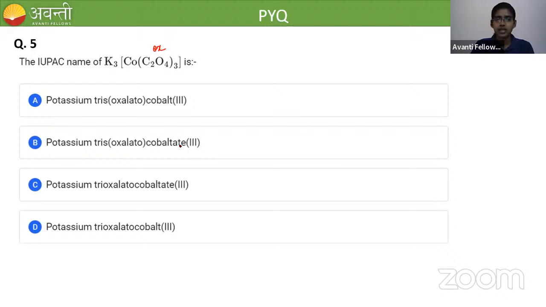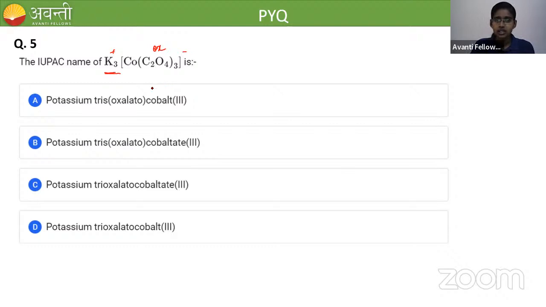Here you can see the complex starts with potassium, which is a cation. Potassium is the cation, so that has to be named first. In all the 4 options, you can see potassium is in the first position. That is okay. Then what you have to do? You have to name the anion, which is the coordination sphere for us here. So for that, start from the ligand.